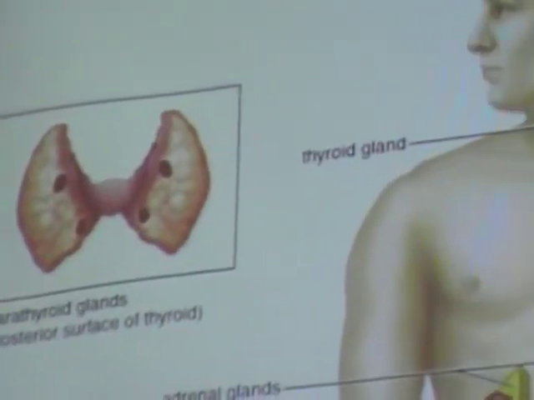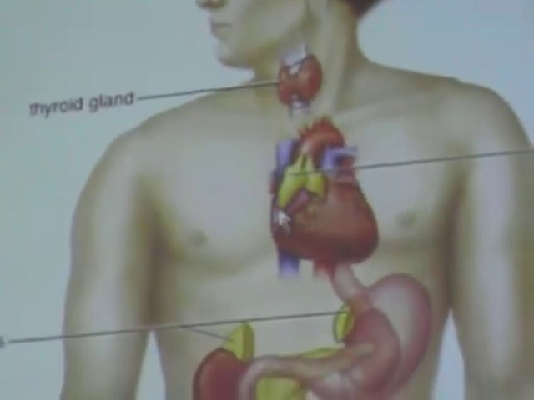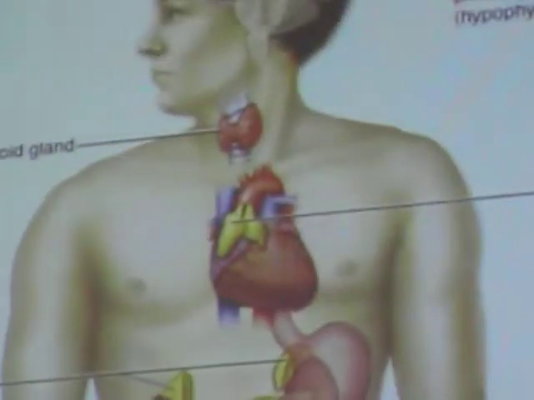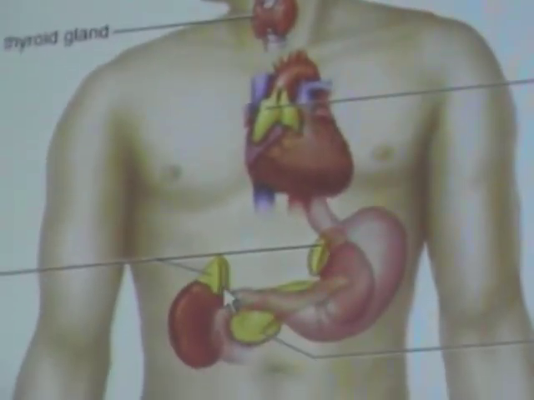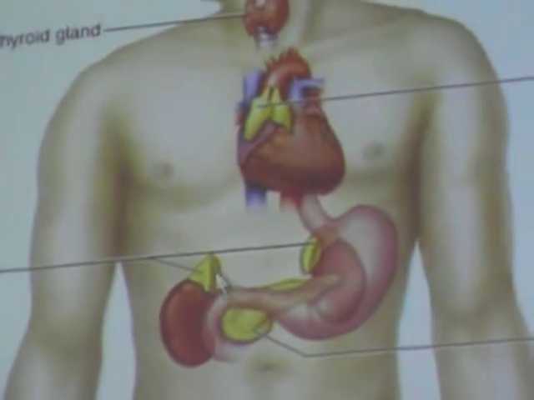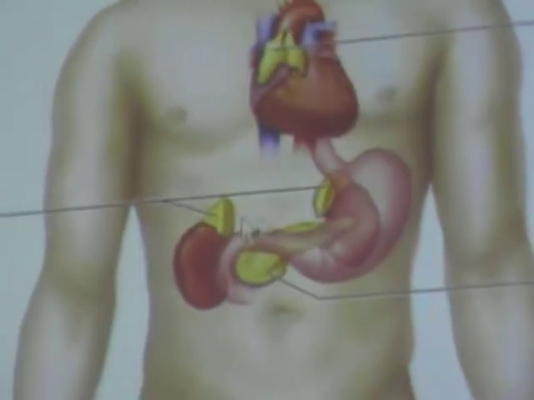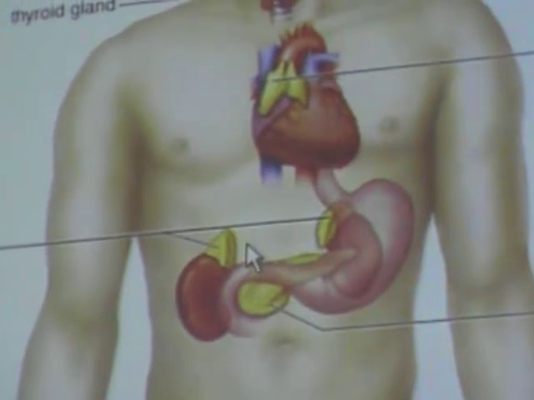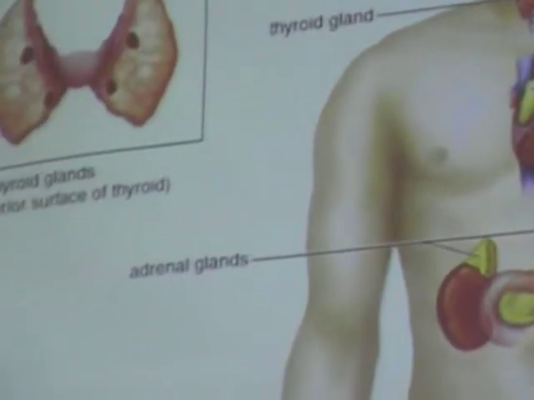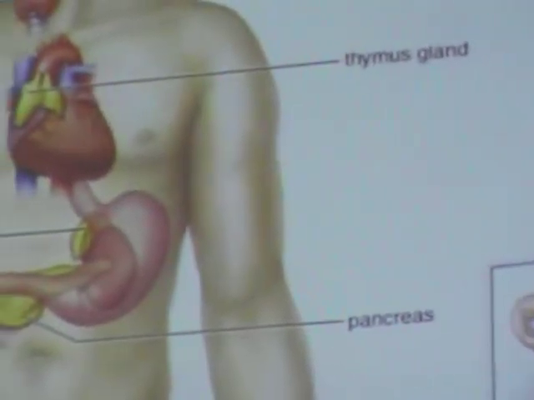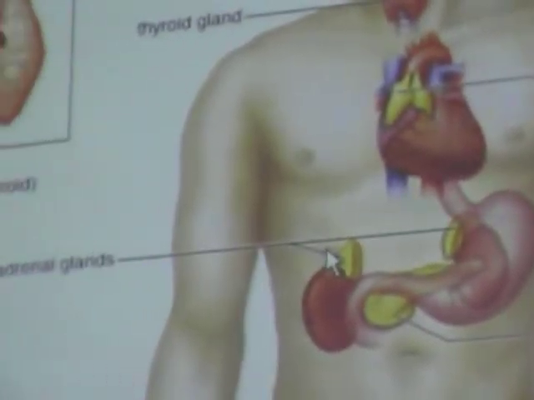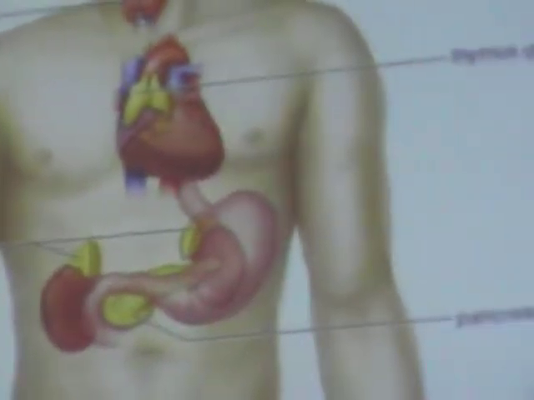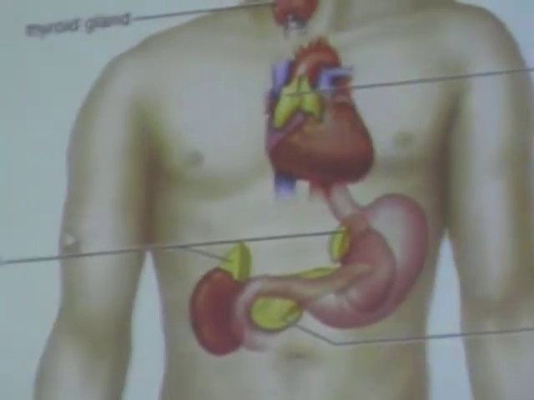There's a gland right here called your thymus gland that helps your white blood cells. We're not going to learn about that. There's two glands right here called the adrenal glands. They sit on top of your kidneys, and they release a hormone called adrenaline. You ever heard of that? No, what's that? It helps your muscles work stronger. It helps you react to danger.